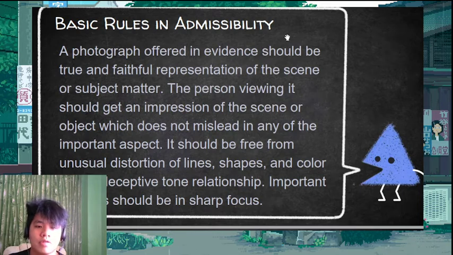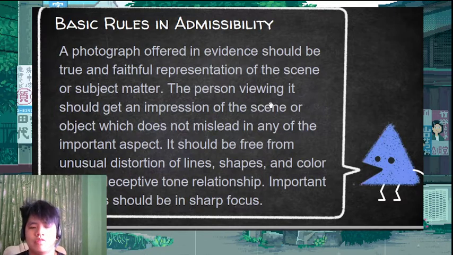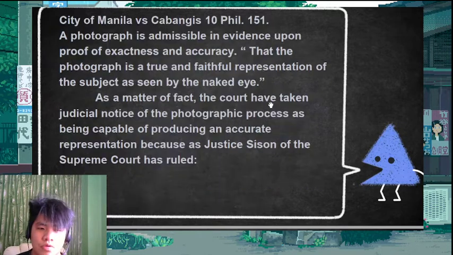Ayun. So, the person viewing it should get an impression of the scene or object which does not mislead in any of the important aspects. It should be on a normal person's view. So, it should be at eye level. It should be free from unusual distortion, shapes, and color, or any deceptive tone relationship, so that the court will not doubt the admissibility of your photographs.